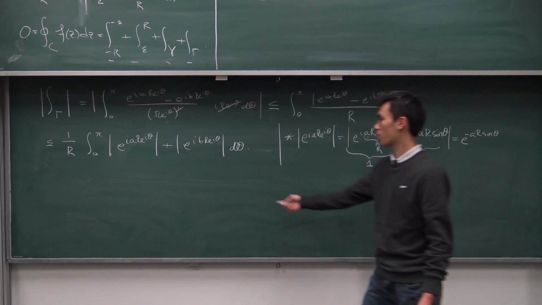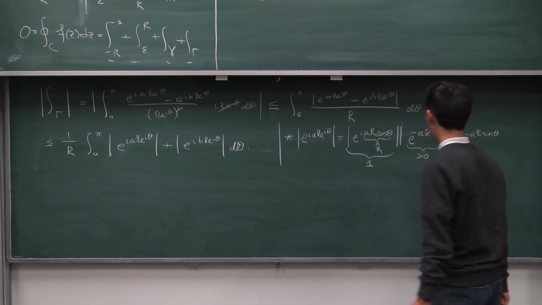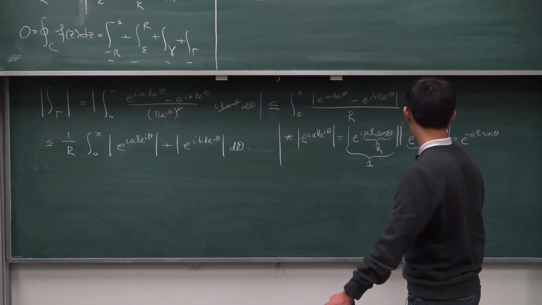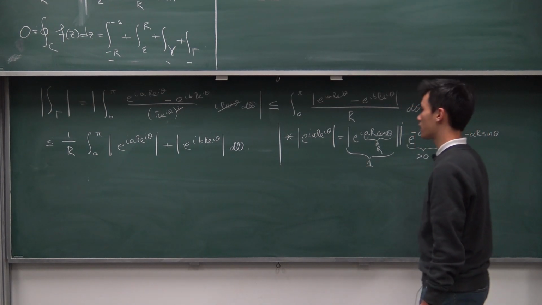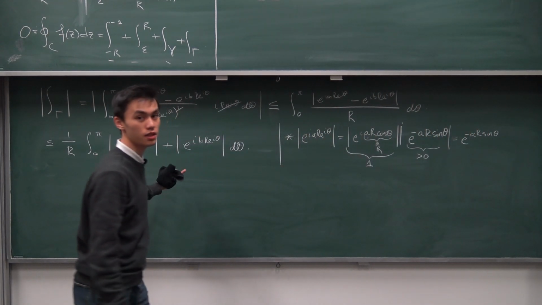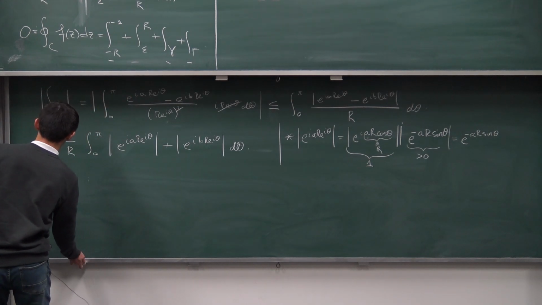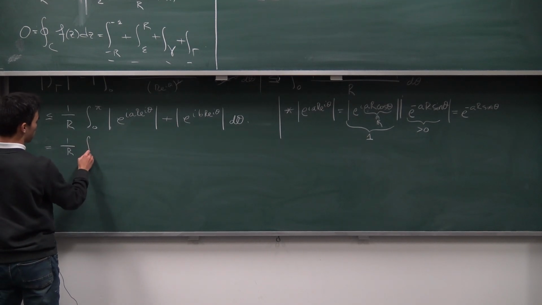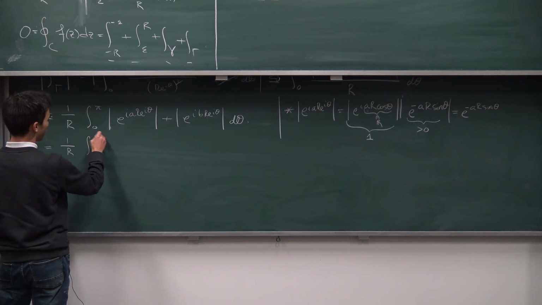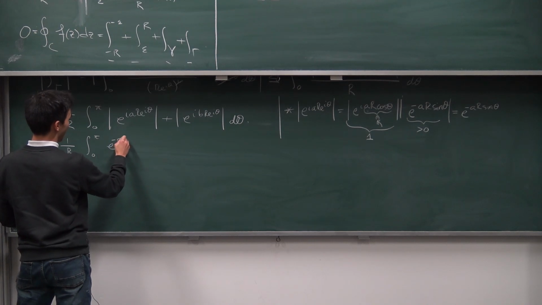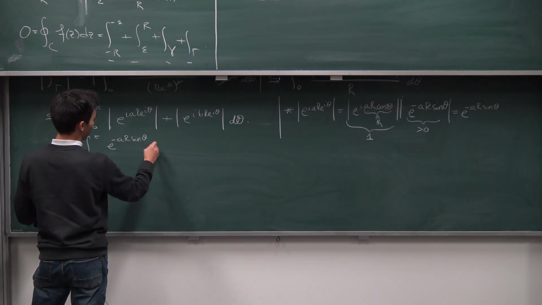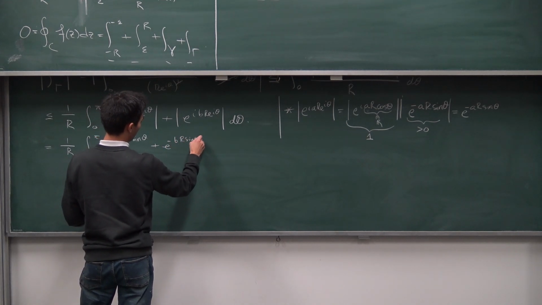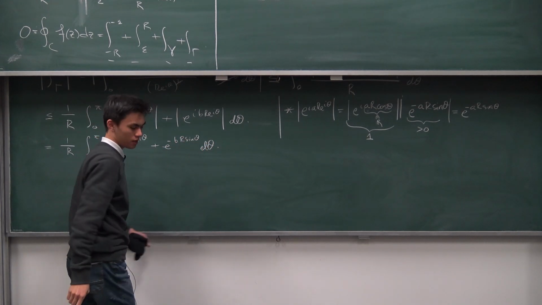And you can do the same thing with this b over here. You just replace a with b and so on. But now I want to start estimating this. In particular, if we plug this back into this integral, let's do that and see what we get. So this is equal to 1 over r, integral from 0 to pi of e to the minus a r times sine of theta, plus e to the minus b r sine of theta, d theta.